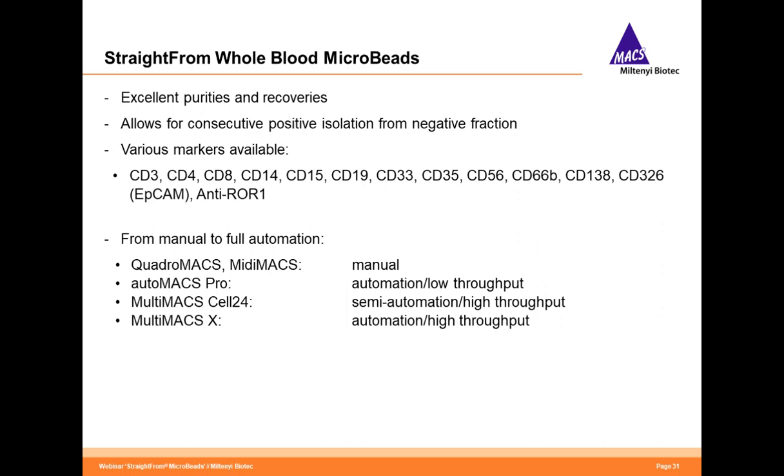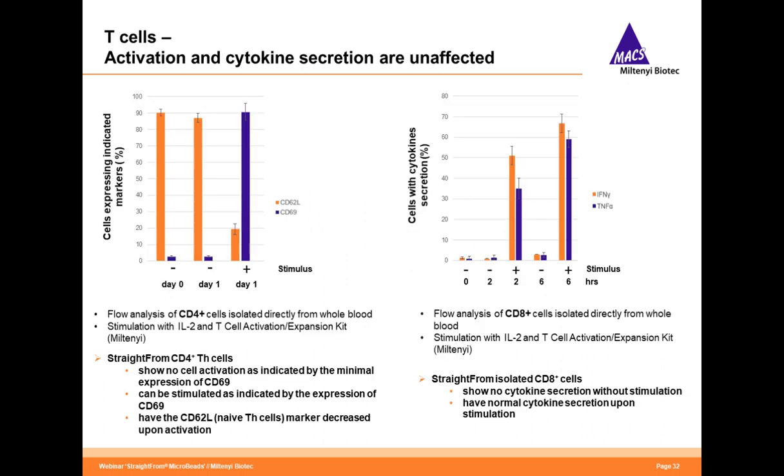From manual to full automation, you can use whole blood columns, and you can use the QuadroMACS and the MiniMACS for manual separation. Here we also have special protocols for our AutoMACS Pro, the fully automated device, and you can use them for sure on the MultiMACS 24 and the MultiMACS X. So let's have a look at some applications.